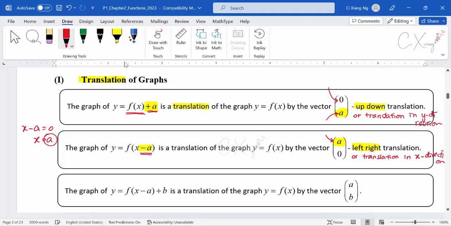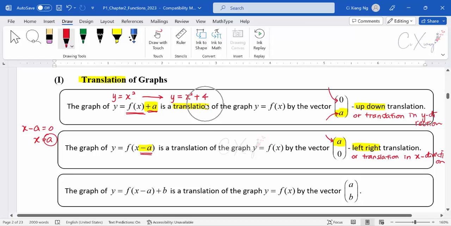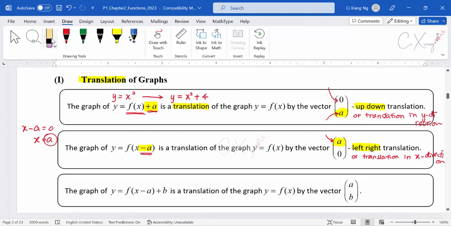As an example, if I have y equals x squared, and I have a translation outside the basic function like x squared plus 4, you can see that the plus 4 is outside the x squared. So it is the up-down translation. For this case it is going up, since plus 4 is positive. And when I put it in vector form, it will be the vector (0, 4). That is for your understanding on this part.